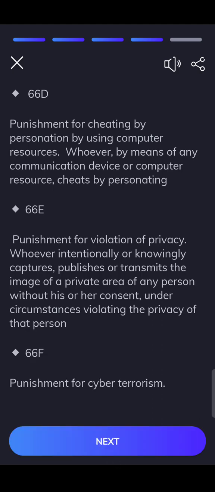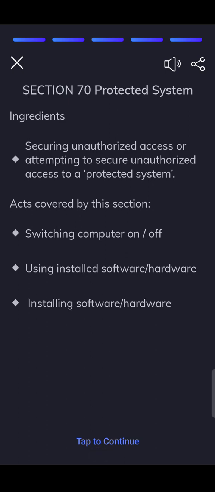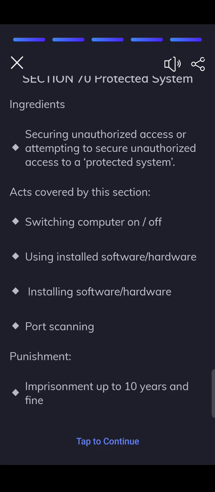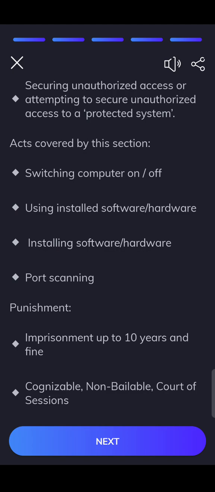66F. Punishment for cyberterrorism. Ingredients: securing unauthorized access or attempting to secure unauthorized access to a protected system. Acts covered by this section: switching computer on, off. Using installed software/hardware. Installing software/hardware. Port scanning. Imprisonment up to 10 years and fine. Cognizable, non-bailable, Court of Sessions.